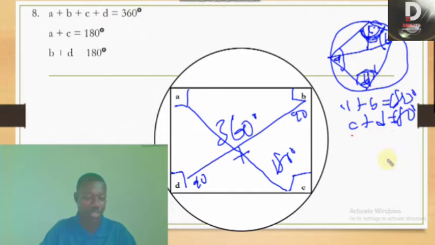As you go along solving questions, you apply. So as you see the properties, you apply them.